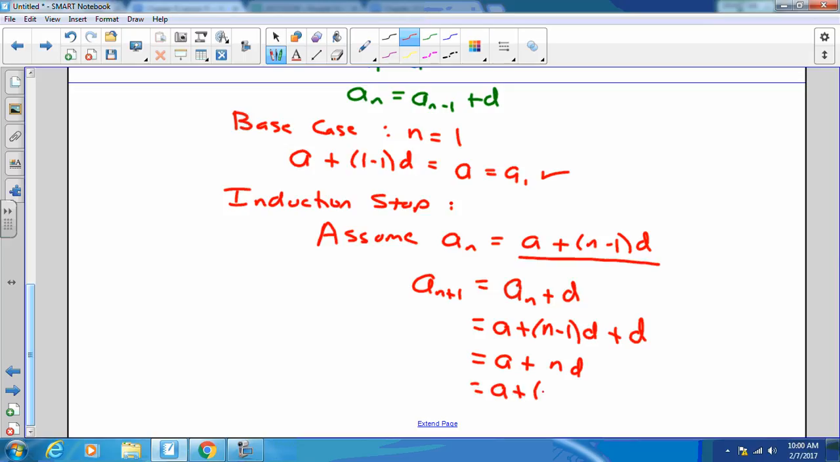And to show that it absolutely has the right form that we're looking for, we cleverly rewrite n as n plus 1 minus 1. Now what have I showed? I have showed that if A sub n has this closed form, then A sub n plus 1 necessarily has that closed form. In other words, I have showed that for all n greater than or equal to 1, A sub n is equal to A plus n minus 1 times D.